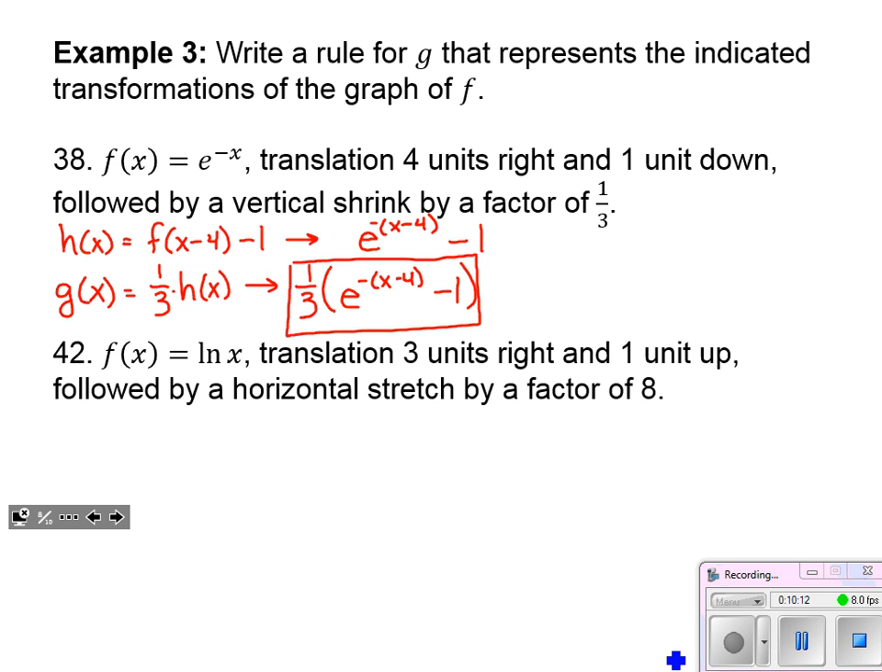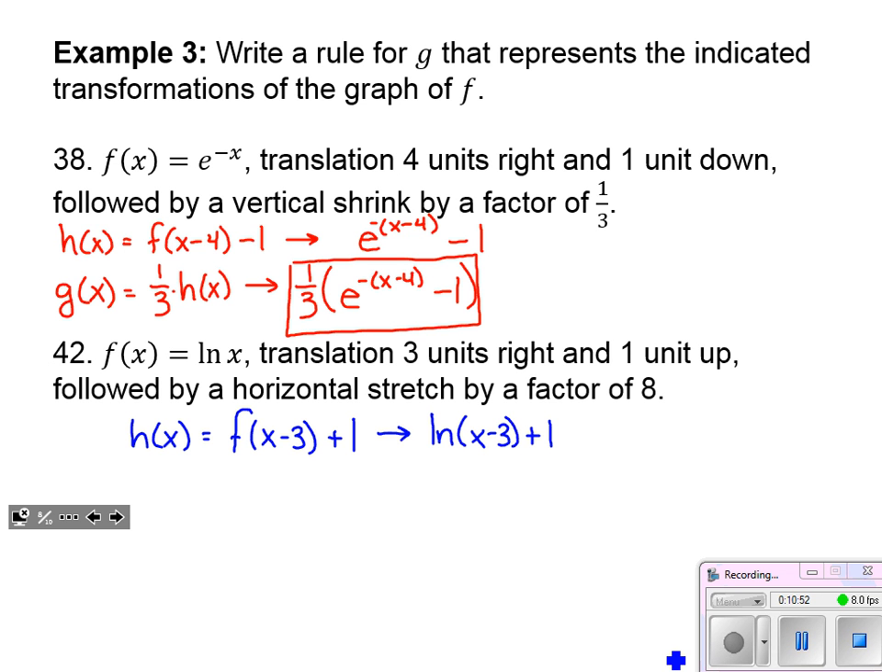Number 42, here we start off with a natural log of x function, 3 units right and 1 unit up. And then comes our followed by. So let's do that translating first. So h of x means I'm taking my function f, going 3 units to the right, so I'm adjusting the input by subtracting 3 from it. And then outside, I'm going to add 1 to lift it up 1 unit. And what that turns into is the natural log of x minus 3, and then plus 1 outside the logarithm.